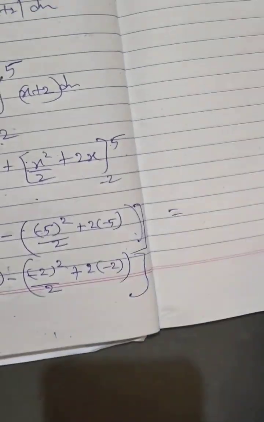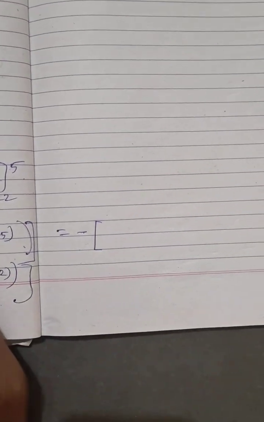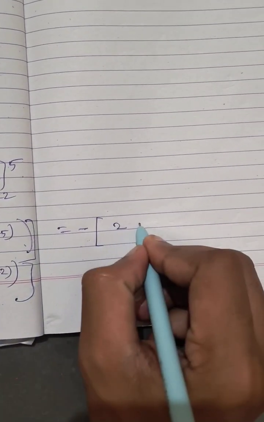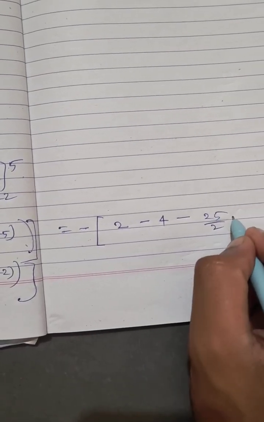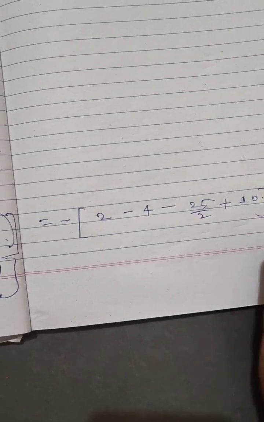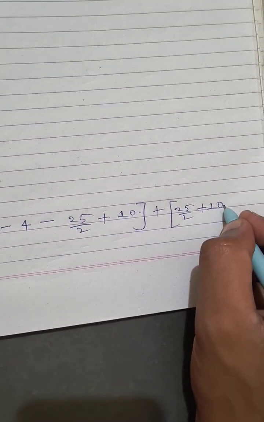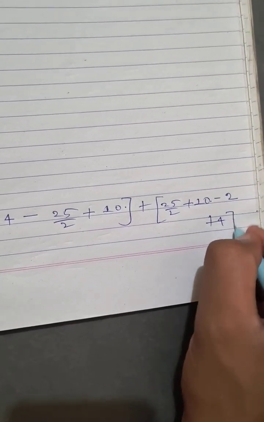So I'll solve it here. Simply solve this one lastly. Keep the minus as it is. Minus 2 whole square is 4, 4 by 2 is 2, minus 4, minus 25 by 2, so this is plus 10. Is it clear, student? Just make the calculations. Plus 25 by 2 plus 10, plus 10, then minus 2, then plus 4. Is it clear, student?